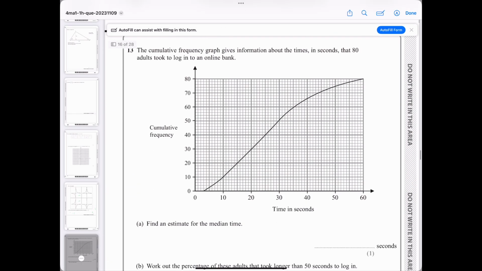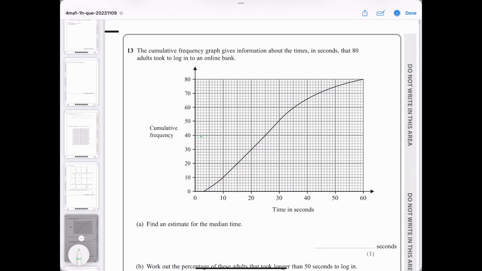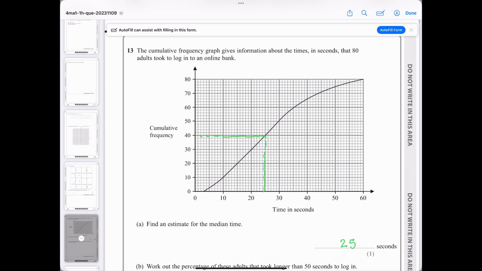Right, the cumulative frequency graph gives information about the times in seconds that 80 adults took to log in to an online bank. Find the estimate for the median time. So 40 people is half. If we go in there, it means the median would be 25 seconds. That's not too bad, is it?